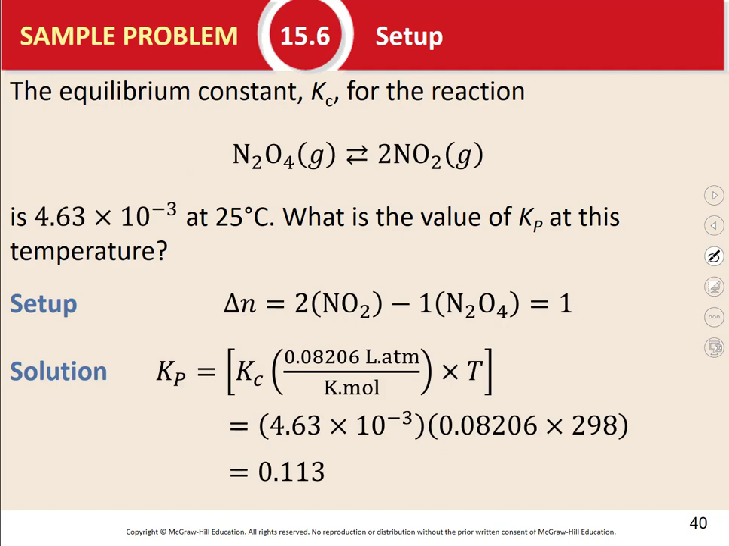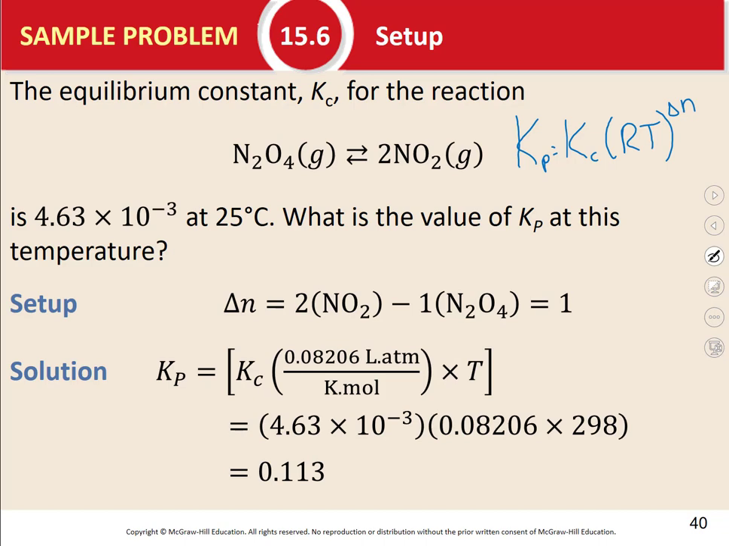If you are given Kc, you can calculate what Kp is using the equation that we saw earlier, where you find delta N is equal to the number of moles of your gaseous products minus your number of moles of gaseous reactants. So in this particular reaction, we have 2 moles of nitrogen dioxide on the product side, and we have 1 mole of dinitrogen tetroxide on the reactant side, and both of those are gases. So delta N, your change in N, is going to be equal to the 2 moles of gaseous products minus that 1 mole of gaseous reactants, so delta N is equal to 1.